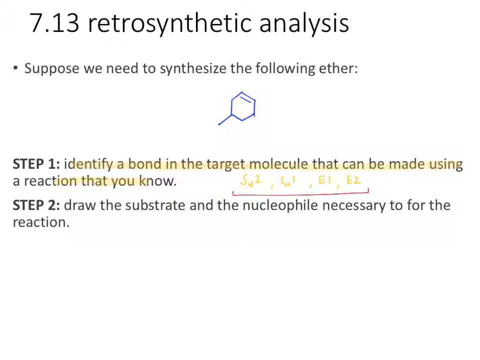So if you think about it, then you will realize that the double bond over here could be created by doing E1 or E2 reactions on alkyl halides or some other substrates that we talked about in section 7.12.